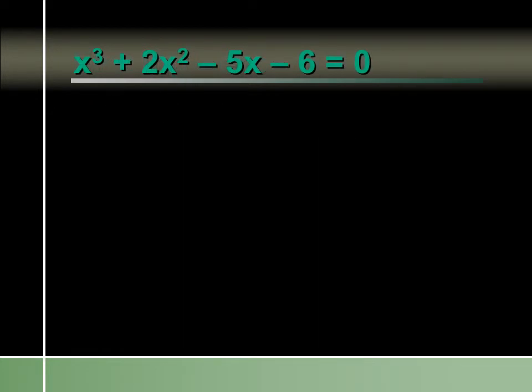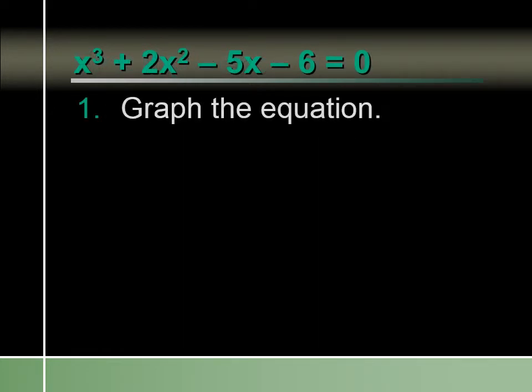Okay, so for example, if we want to find the zeros of x cubed plus 2x squared minus 5x minus 6 equals 0, the first thing we would do is graph that equation. So you're going to take your calculator, go to y equals, and put in x cubed plus 2x squared minus 5x minus 6. So that's going to go into y equals.